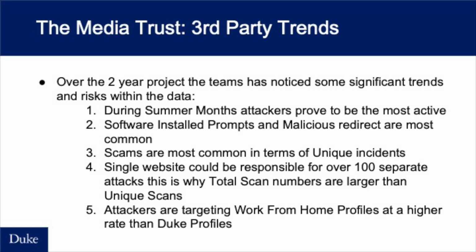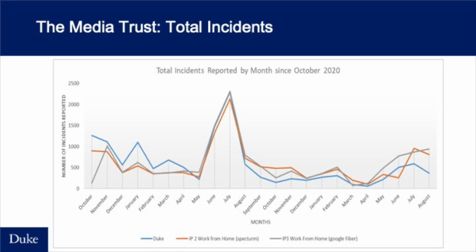Attackers are targeting work from home profiles as well at a much higher rate than Duke profiles, which makes sense because we're doing a lot more from our homes than students are while at school. So here are a couple graphs that represent the data. This shows the trend of total incidents. As you can see, during the summer months, an enormous peak, and then as we get into the next year, summer months as well, you start to see that increase happen again.